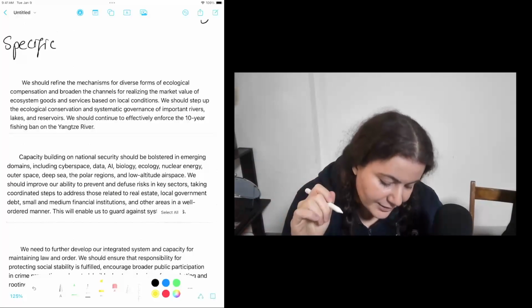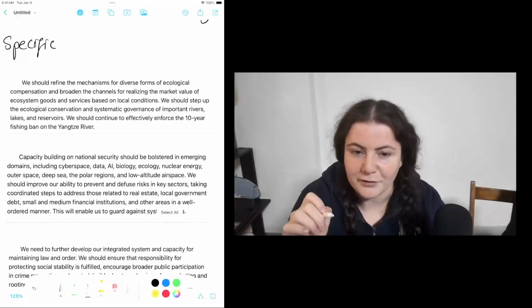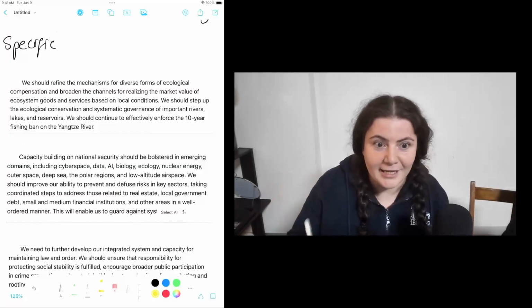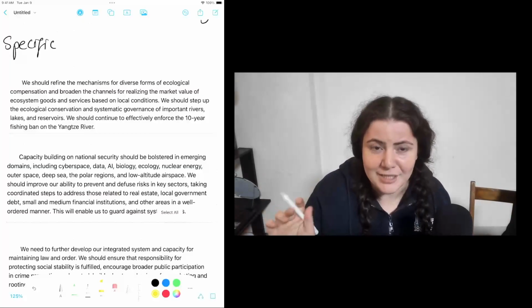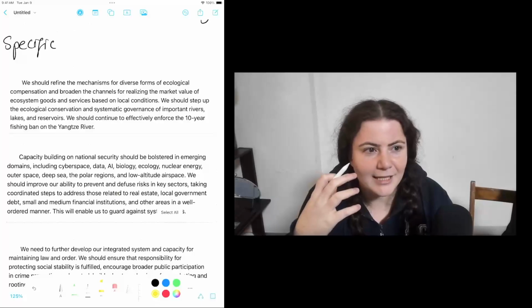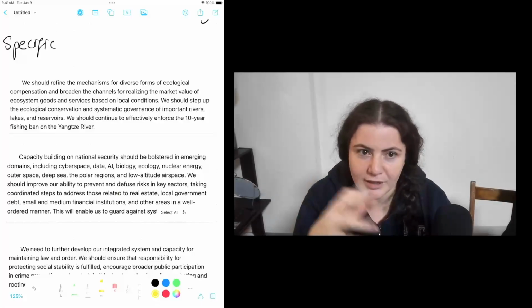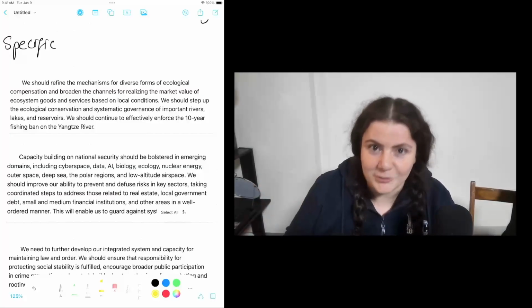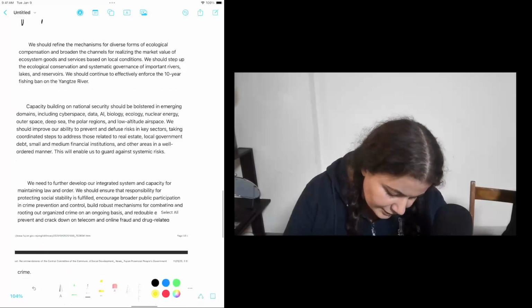We should continue to effectively enforce the 10-year fishing ban on the Yangtze River. All of a sudden, a specific river, a specific time period of fishing ban, the extra emphasis on effectively enforced. This is extremely specific. Compared to especially what came before, this is the kind of stuff that I think shows the CCP's focus in several areas. With the things before you have wiggle room, you do not have wiggle room on this, the Yangtze River fishing ban. Couple other things here.